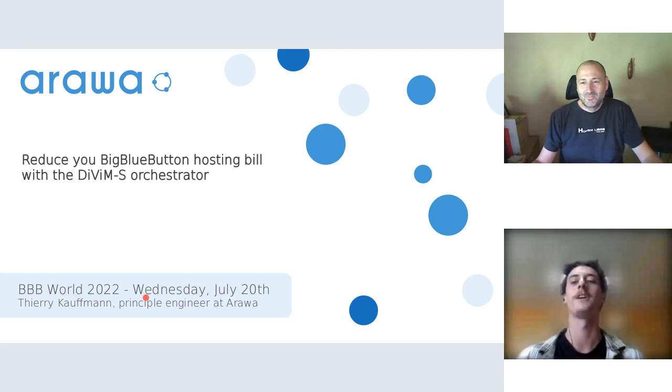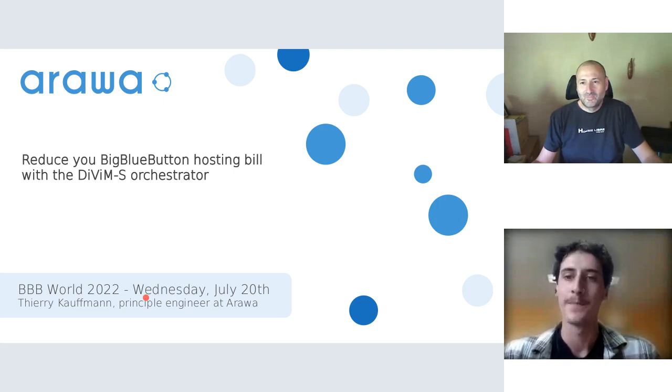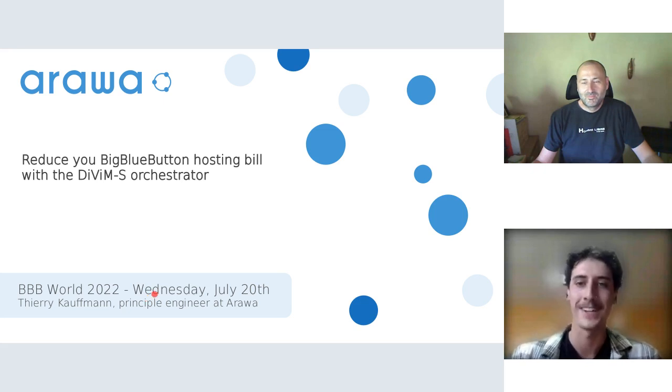So before we dive in, I'll just give a little bit of an introduction on Terry. Thierry Kauffmann is the principal engineer at Arawa. Founded in 2016, Arawa is an IT services company specializing in free and open source collaborative software. In this presentation, Terry will present the initial architecture setup, the process of reducing hosting costs initiated with the customer, the technical solution implemented to do this, and the feedback after several months of production.